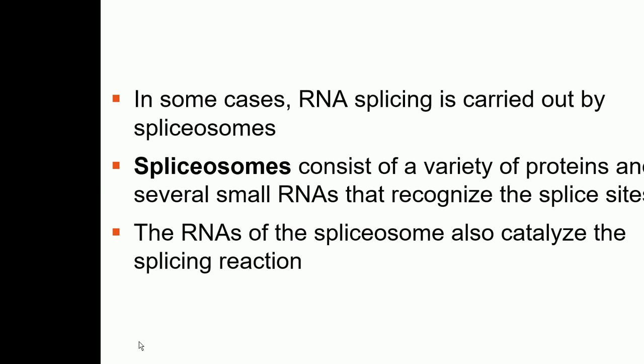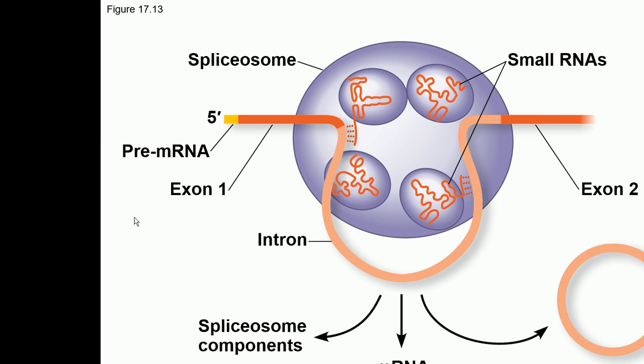As I talked about, RNA splicing takes place with the help of the spliceosome. What's a spliceosome? It's a complex which is made of RNA and proteins. So you can see this is a spliceosome, which is a complex of proteins. This is a protein, and this is a complex of RNA and proteins.